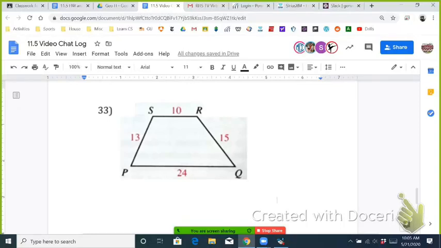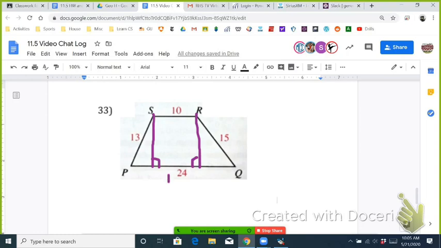So in this problem we have to find the area of a trapezoid. To find the area of a trapezoid, or really any quadrilateral, you need a base and a height, or lengths that are perpendicular. So in this case we have the bases that are 10 and 24. So I could draw a height here and a height here.